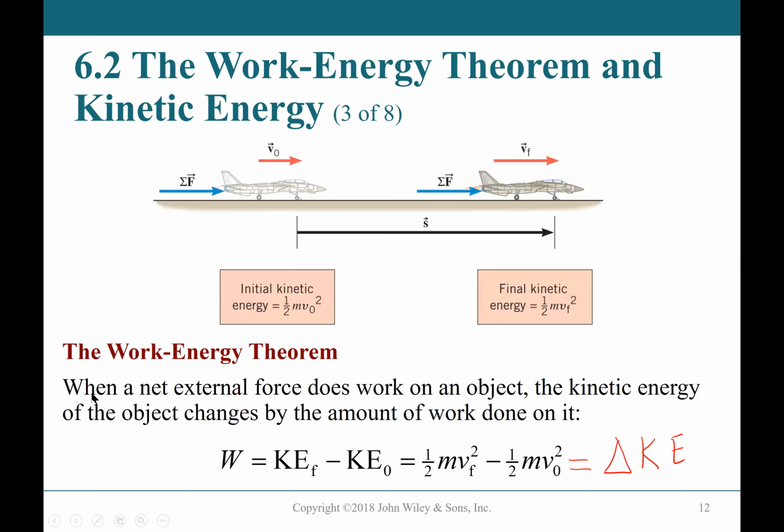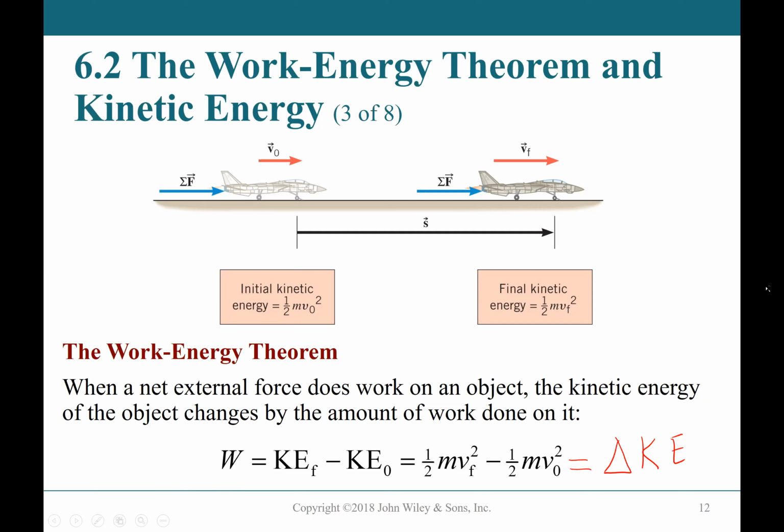Look what it says here. When a net external force does work on an object, that brings in the work equation, and the work equation is F cosine theta S. So when this force does work, the kinetic energy of the object changes. So what is the change? Okay, the kinetic energy changes, and we know that we always use this symbol delta to stand for change. So change in kinetic energy.